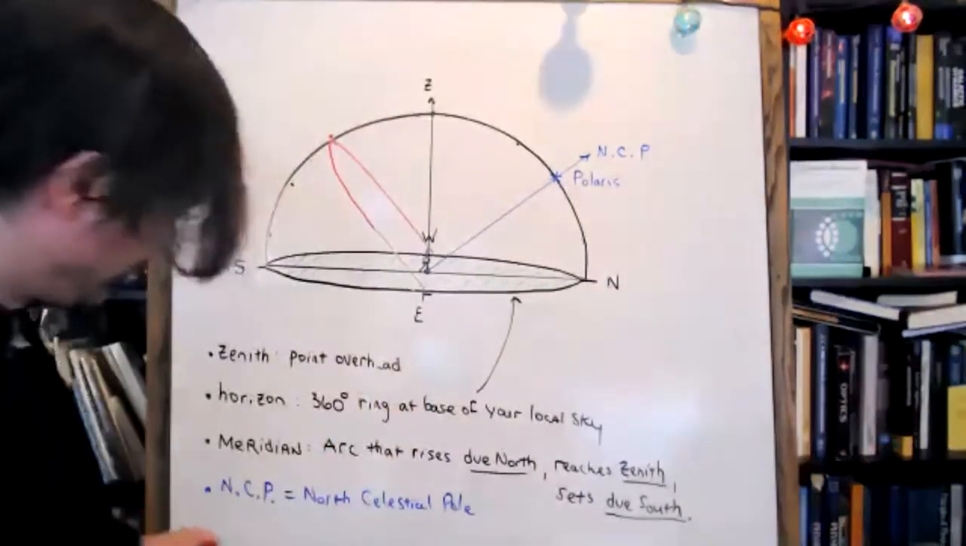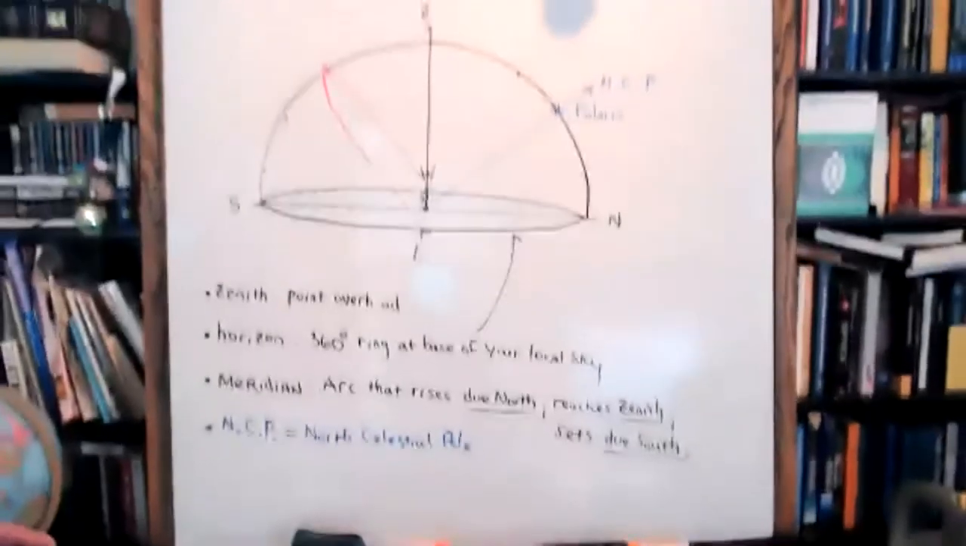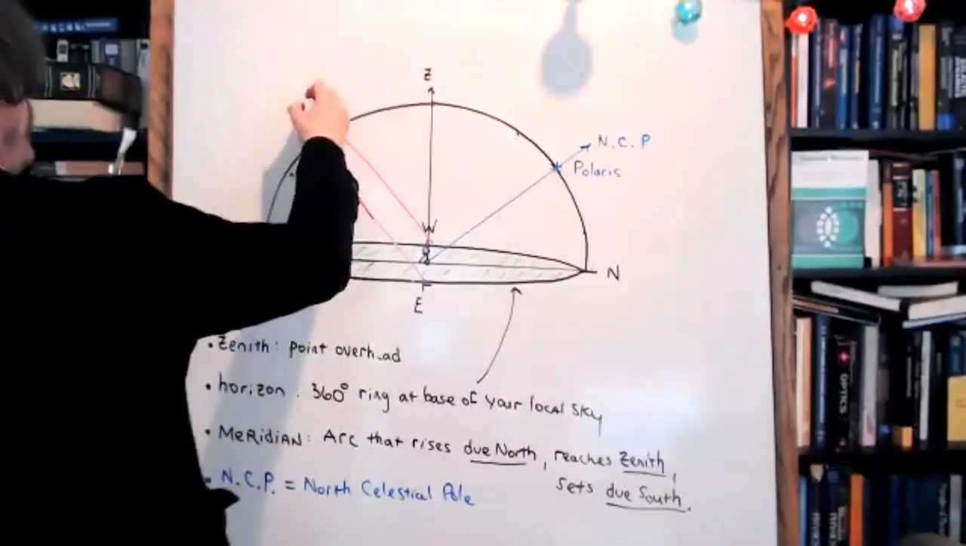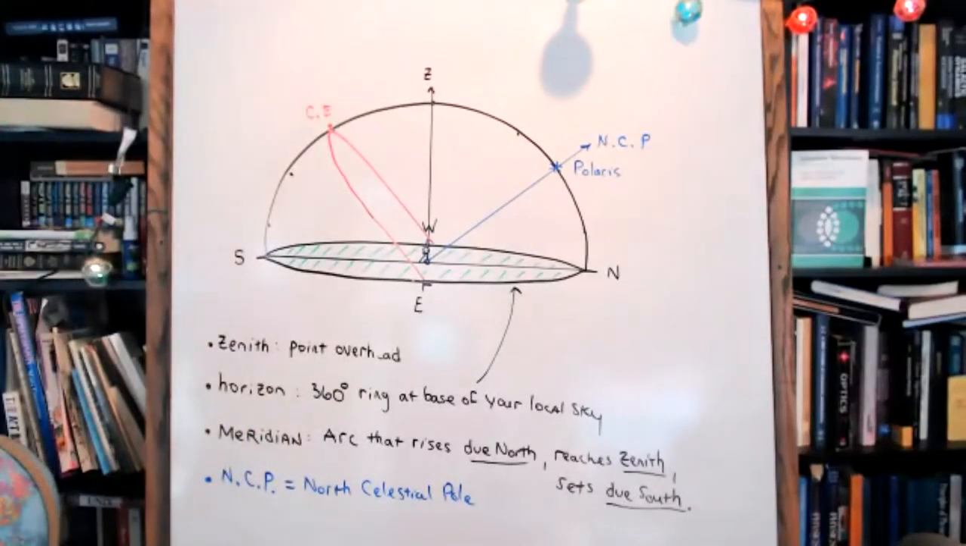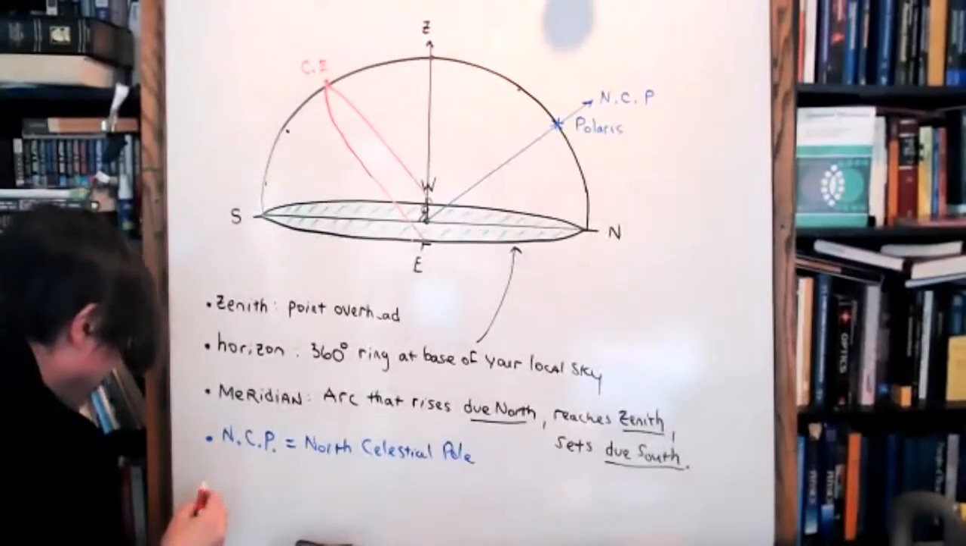Well, I'm gonna erase this in about 10 seconds anyways, but there you go. All right, let's abbreviate the celestial equator as CE, okay? That's the abbreviation I use for the celestial equator. And we'll put that down here.